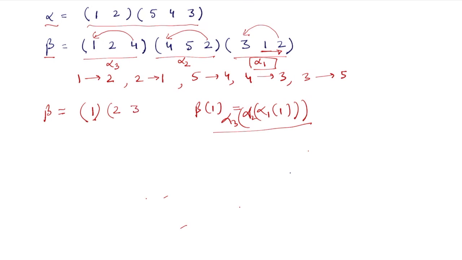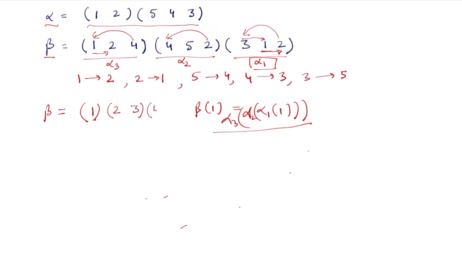Now we will see where 3 goes under beta. So under alpha 1, 3 goes to 1, then in alpha 2 1 goes to 1, but in alpha 3 1 goes to 2. So 3 goes to 2 under beta. So this cycle is also closed.